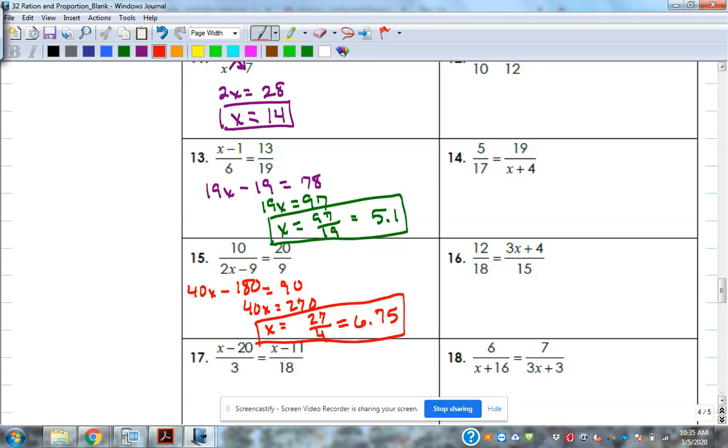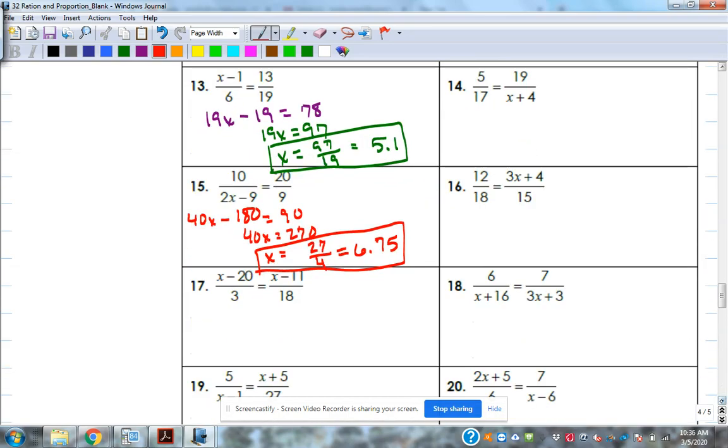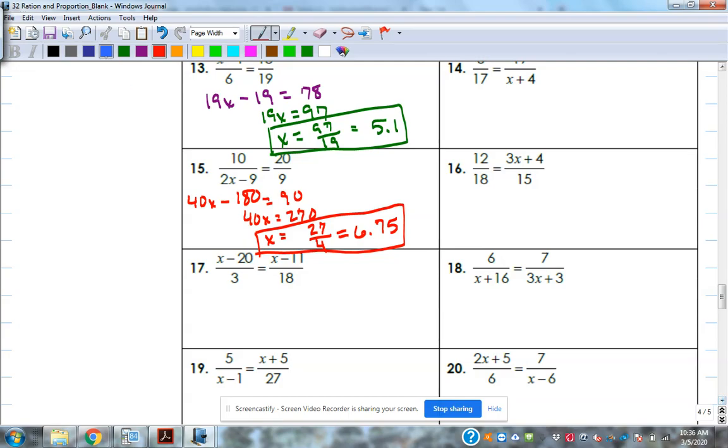17, got x's on both sides. It's not any harder. So 18x minus, what's 20 times 18? 360. 3x minus 33. Solve that. So it's going to be 15x is equal to 327. All right, and then divide.